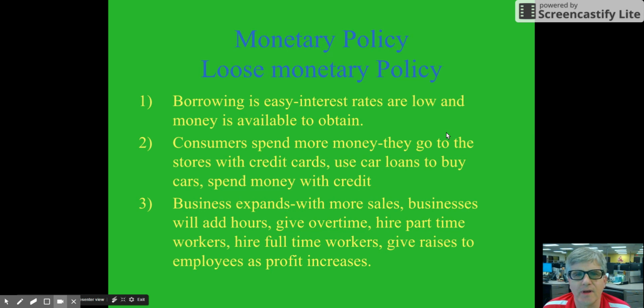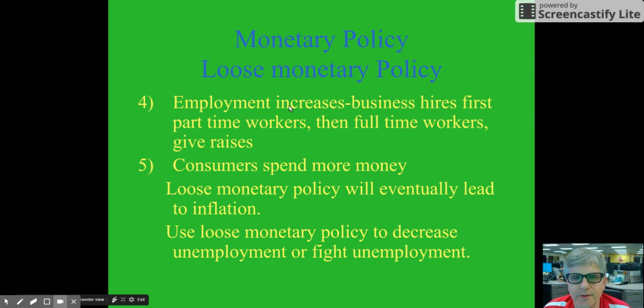There are two different types of policies: loose monetary policy and tight monetary policy, and they're opposite of each other. There are five different parts to loose monetary policy. Borrowing is easy, interest rates are low, and money is available to loan. Consumers spend more money. They go to the stores with credit cards, use car loans to buy cars, spend money on credit. And then when they do that, businesses expand with more sales. Businesses will add hours, give overtime, hire part-time workers, hire full-time workers, give raises to employees as profit increases. Employment increases, and that's the whole goal of the loose monetary policy.